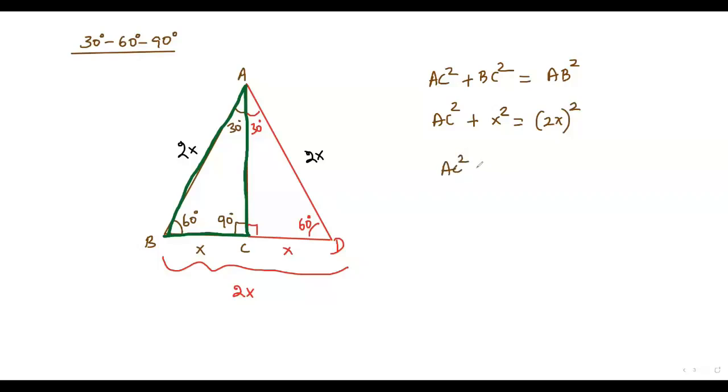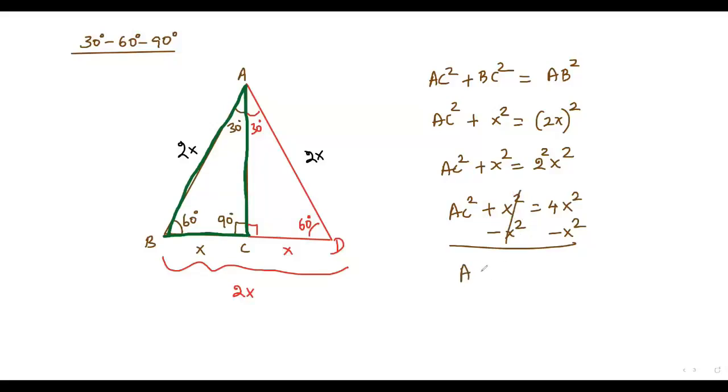So AC square plus X square. Here 2 and X are multiplied and we have a common exponent. This common exponent is taken separately for each value, so we get 2 square times X square. So AC square plus X square equals, the value of 2 square is 4, and X square is the same. To solve for AC square, we have to subtract X square from both sides because I have to get rid of this X square. Positive X square and negative X square will cancel out. I get AC square is equal to 4X square minus X square, which is 3X square.